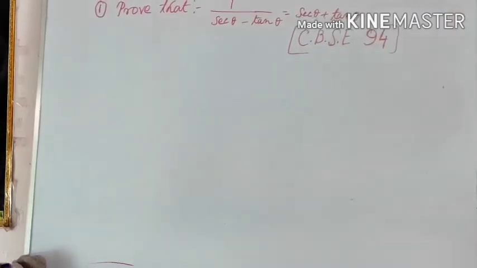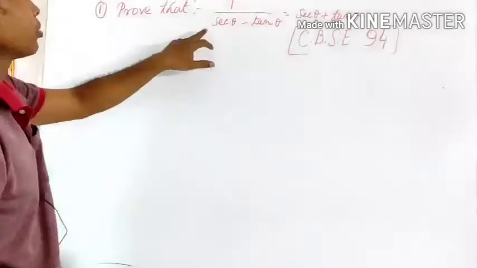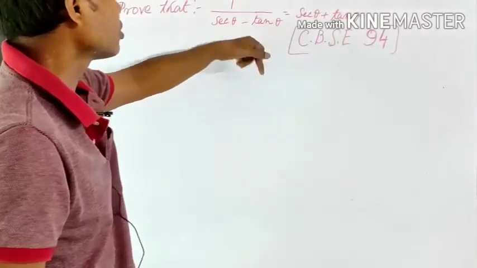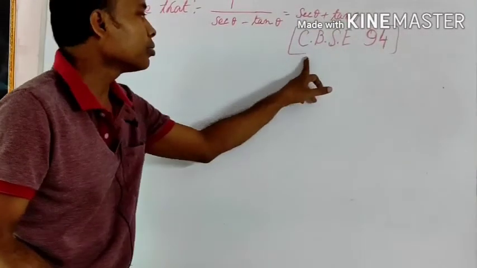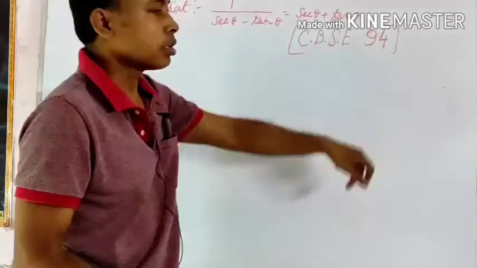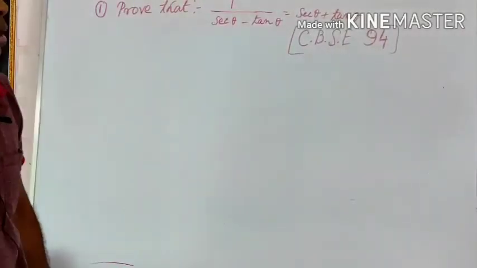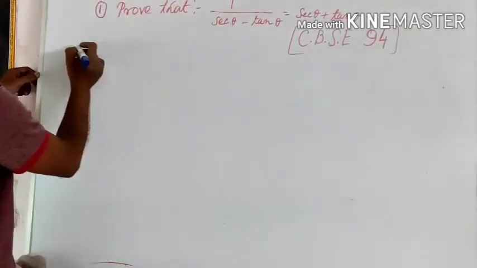CBSE class 10, question number 1: prove that 1 by sec theta minus tan theta is equal to sec theta plus tan theta. This question came from CBSE in 1994. So you have to solve it.